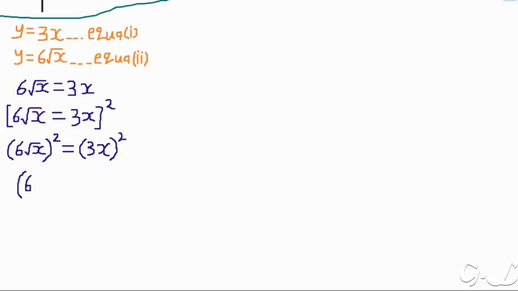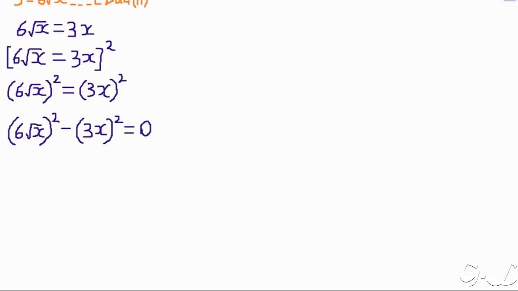So when we square both sides, first let's try to make 3x squared come to the other side so that it equals 0. And then when you evaluate, the first part will give you 36x, and the second part will be 9x squared.